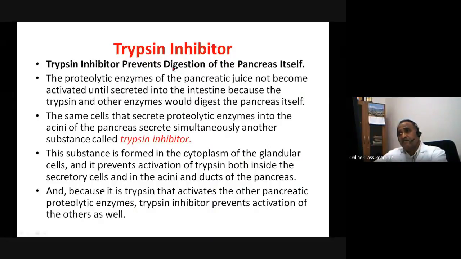A trypsin inhibitor prevents the digestion of the pancreas itself. This is a very important enzyme, and it is secreted by the same gland which secretes the trypsin. The proteolytic enzymes of the pancreatic juice do not become activated until secreted into the intestine. Suppose they are activated here, they start digesting, because whatever the tissue or cell is made up of, protein, fat, or carbohydrate, they start digesting it. The same cells that secrete proteolytic enzymes into the acini of the pancreas simultaneously secrete another substance called trypsin inhibitor. This substance is formed in the cytoplasm of the glandular cells, and it prevents the activation of trypsin both inside the secretory cells and outside.